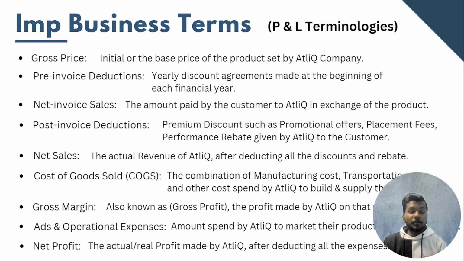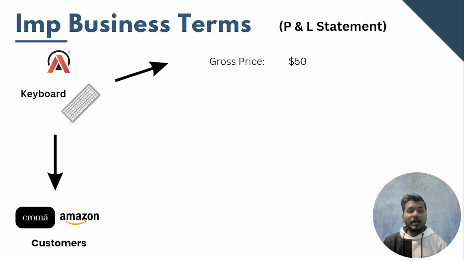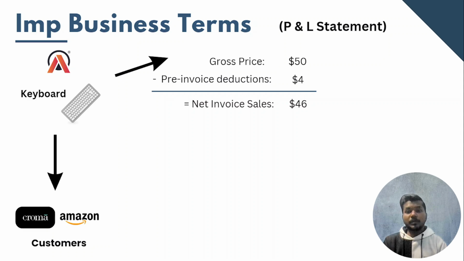Let's look at a quick P&L example. Let's say AtliQ sells this keyboard to Amazon worth $50, which is a gross price set by AtliQ. They offer some fixed discount to Amazon at the beginning of the fiscal year based on their business relationship, known as pre-invoice deductions. Here, let's say it is $4 and we get net invoice sales of $46, which means Amazon will pay this amount to AtliQ in exchange of the keyboard.